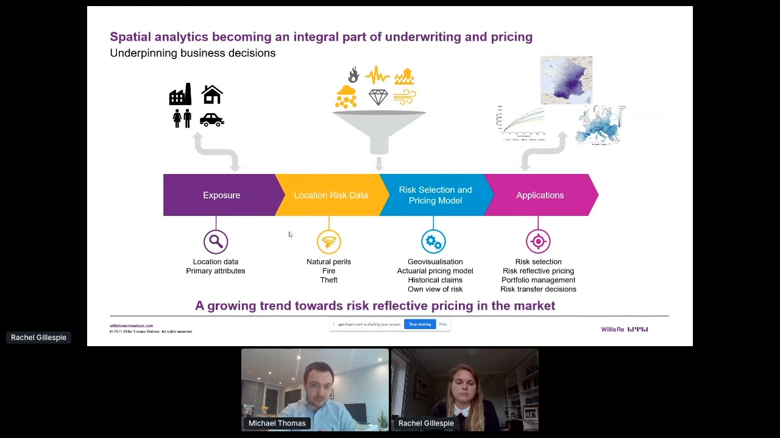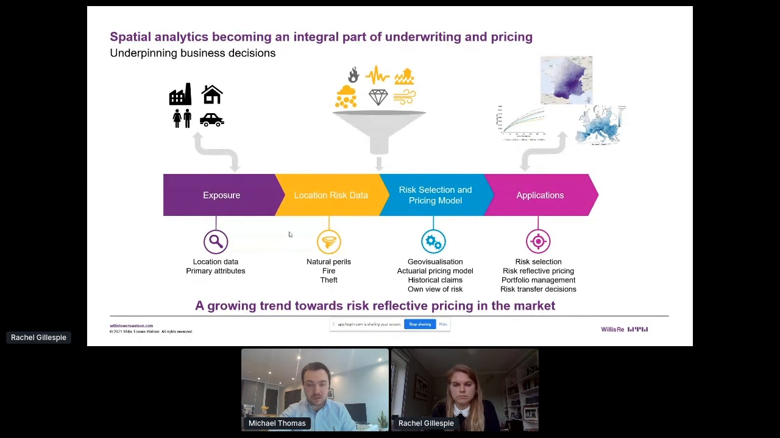Obviously, we've touched on this piece, risk data, the natural perils suite, and this is where this comes in. But you also have the non-nat peril piece, so if you have fire and theft as well, which would go into that in addition.